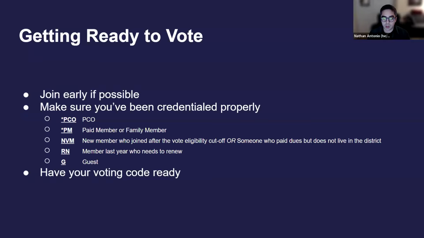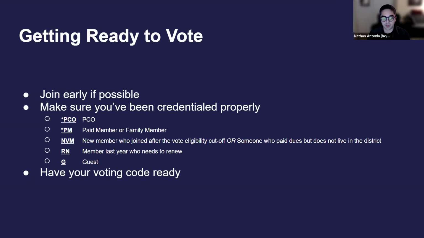So PCO stands for Precinct Committee Officer. These people are able to vote in every type of vote. PM stands for Paid Member, which just refers to a general member who is not also a PCO. Paid members are not able to vote in all kinds of votes, but are able to vote in most kinds of votes.